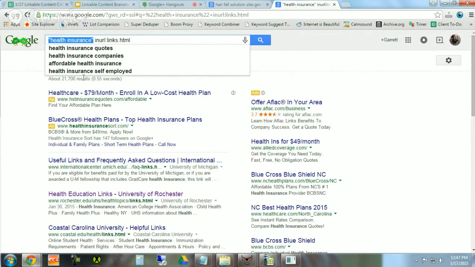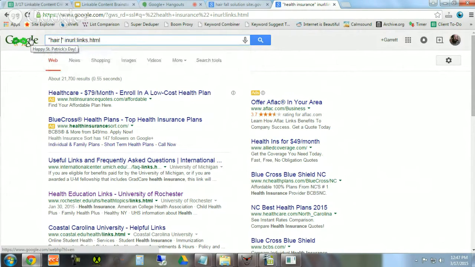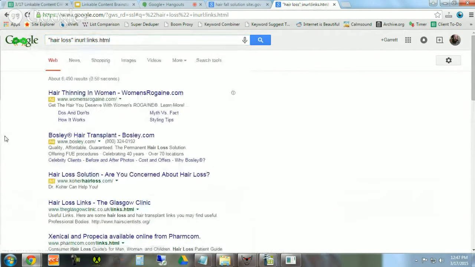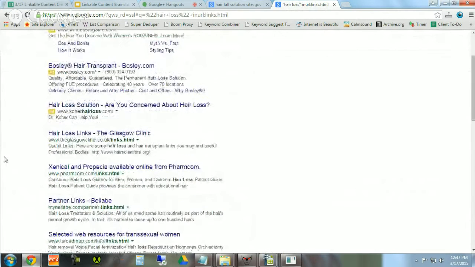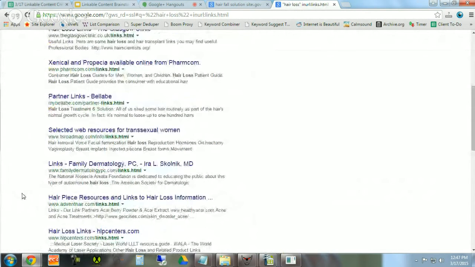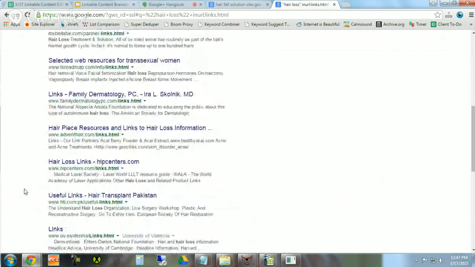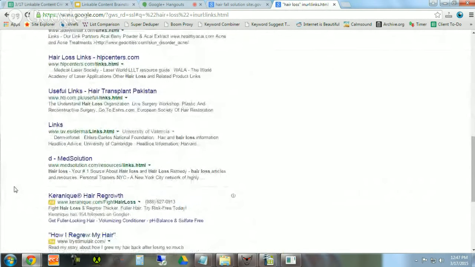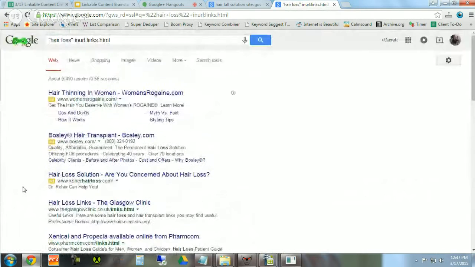So again, hair loss will probably be another big one, is my guess. Let's see, hair loss. Yeah, it's a big one. So we have clinics, hair loss clinics, pharmacy websites. So hair loss starts to get a bit spammy as far as the links pages that are out there. But anyhow, when you're combining these topics of linkability, that's when you get titles that are ultra linkable, right?